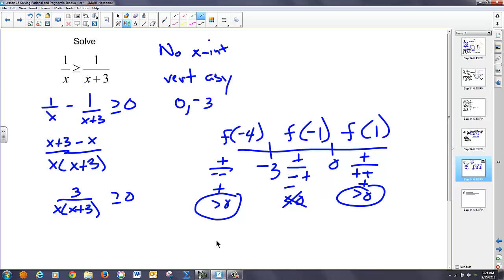So now I can state my solution once again and say I've got from -infinity to -3, and I can't use either one of these because -3 was a restriction on the domain, and that's in union with 0 to infinity. And I can't use 0 either because 0 was a restriction on the domain. And that's my solution. And let's confirm that with a graph one more time.